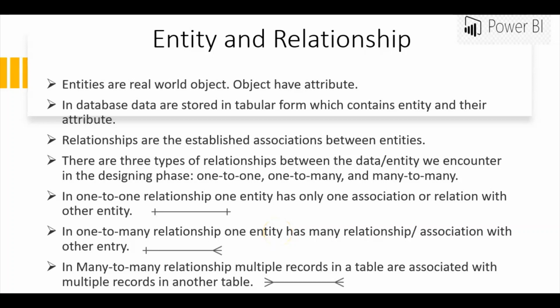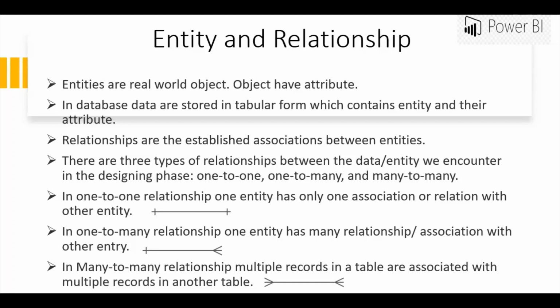The third point is that relationships are the established association between entities. So relationships are connections between two different entities, how two different entities are related or connected to each other. For example, person is an entity, car is another entity. The relationship between person and car is that a person can purchase a car, a person can own a car, a person can drive a car. So many kinds of relationships can exist between two entities.